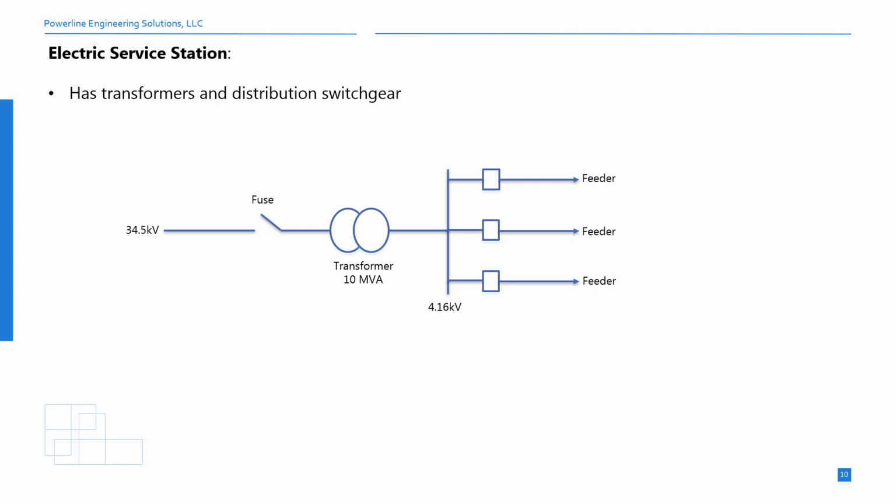Finally, the electric service stations typically consist of a single distribution class transformer with a switchgear on its LV side serving multiple feeders. In some cases, these could be standalone breakers instead of an integrated switchgear.